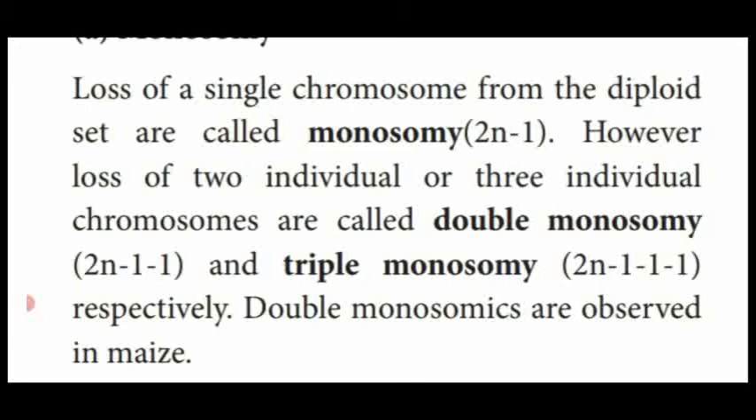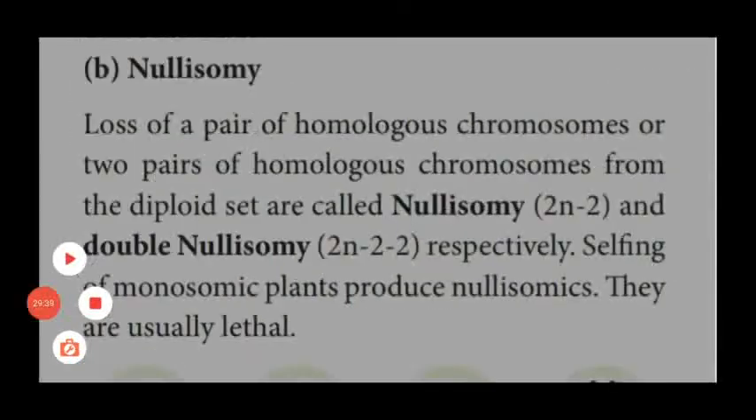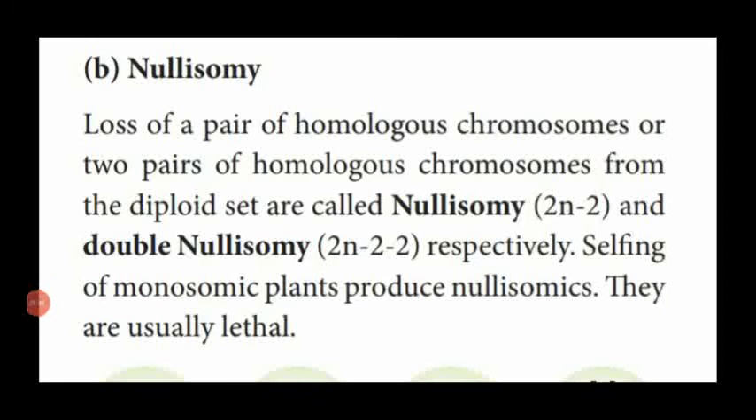So hypoploidy is divided into monosomy and nullisomy. In monosomy, we have seen loss of a single chromosome, double chromosomes or triple chromosomes. Based on that, monosomy is divided into monosomy, double monosomy and triple monosomy. Next one, nullisomy. Null means 0. Loss of a pair of homologous chromosomes from the diploid set. The formula is 2n minus 2, equal to 0.